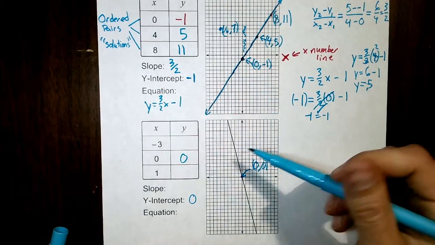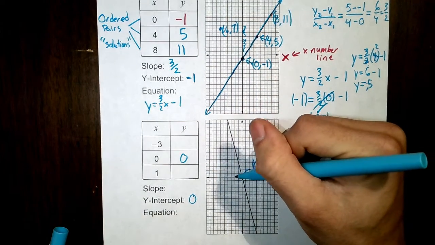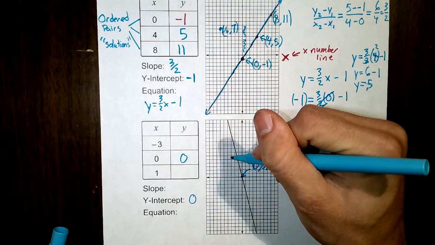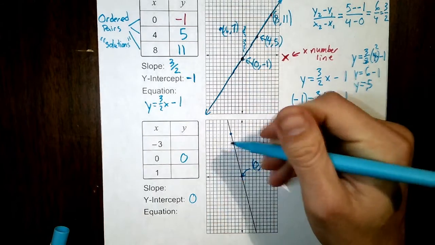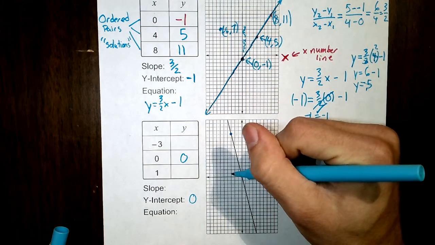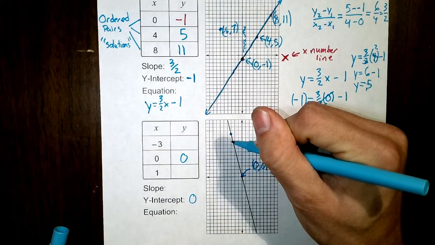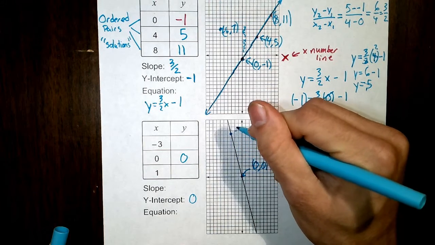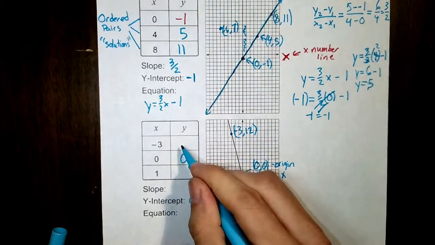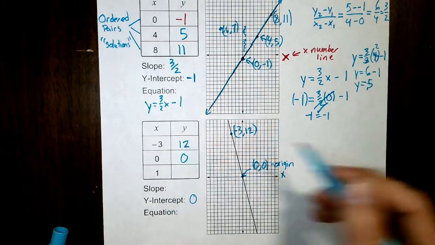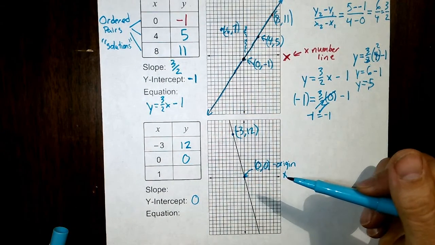Okay. Then we're going to look at when x is negative 3. So we go to negative 3. 1, 2, 3. Go up to our line. It's right there. Whoa, that's pretty high. So let's see. 1, 2, 3, 4, 5, 6, 7, 8, 9, 10, 11, 12. So at negative 3, y is 12. That's our solution. Negative 3, y is 12. And at positive 1, I'll let y'all mark that first, sorry.